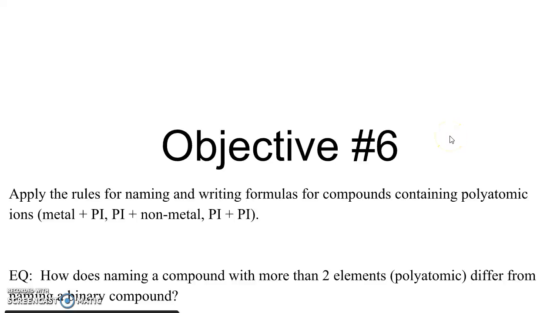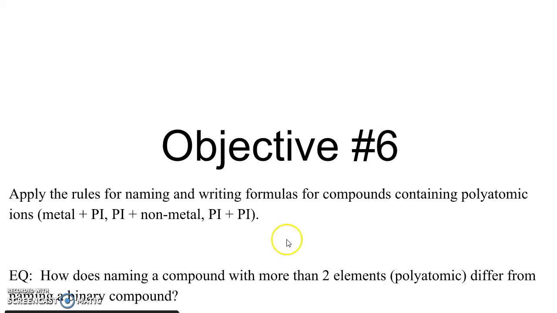Right, so we are going to switch gears again and cover polyatomic ions and polyatomic compounds, also known as ternary compounds because they have three or more elements in them. So objective number 6: apply the rules for naming and writing formulas for compounds containing polyatomic ions. You're going to see compounds between a metal and a polyatomic ion, or a polyatomic ion bonded to a nonmetal, or two polyatomic ions bonded together.